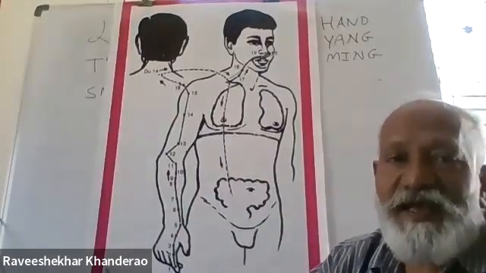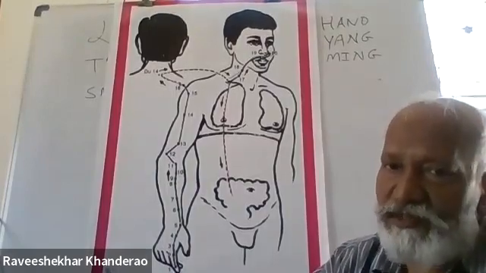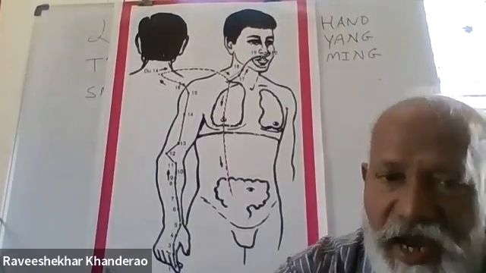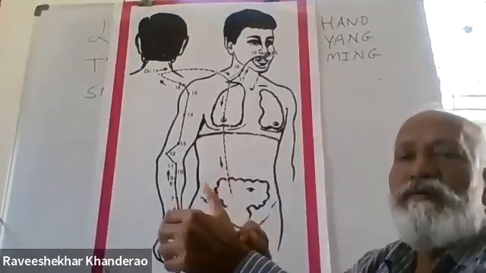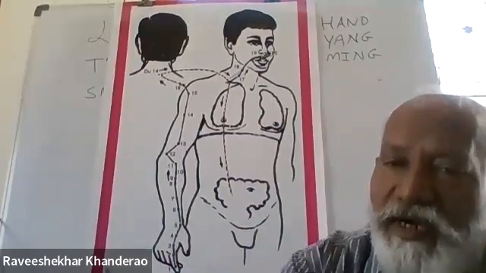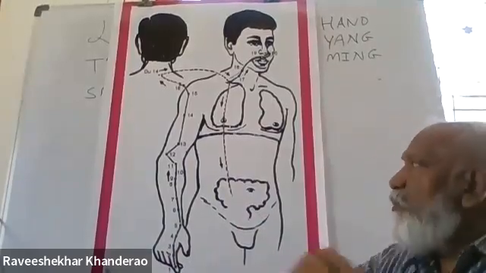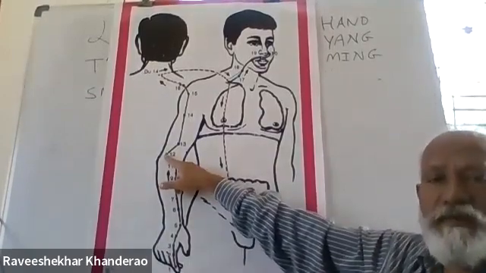Where does it go? It dips into the depression between the tendons of extensor pollicis longus and extensor pollicis brevis. Following the lateral aspect of the forearm, it reaches the lateral side of the elbow. Can you get it? Yeah.